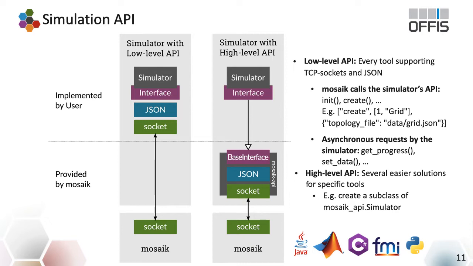You can use this low level API, and so all of what I showed in the scenario API, all of these calls, init and create, in order to set up the simulators, to parameterize and all this stuff, can be done directly with the low level communication. And on the other hand, if you want to write a Python simulator, or you want to use the FMI interface, or for instance C#, MATLAB, Java, some of those tools, then we already have some high-level APIs and you don't need to do everything by yourself.